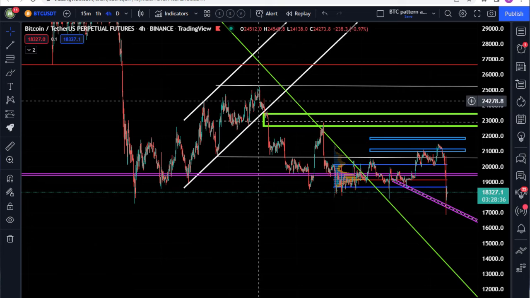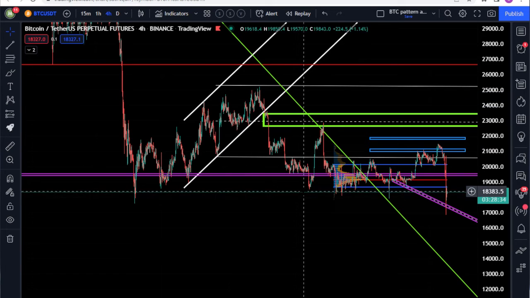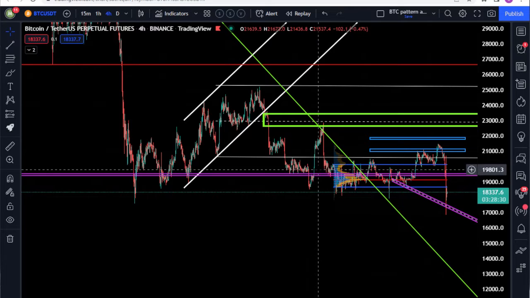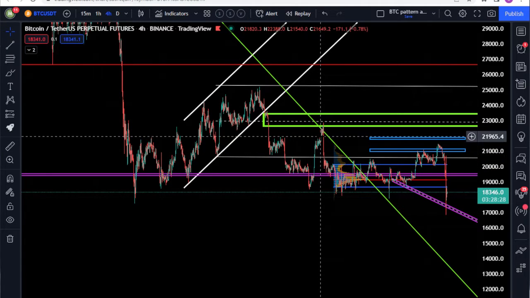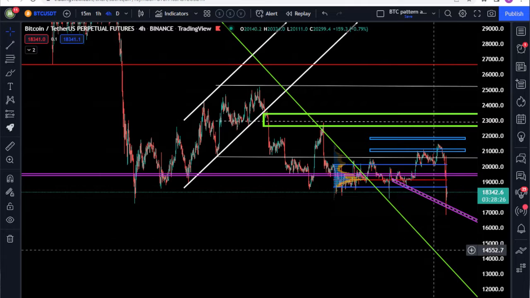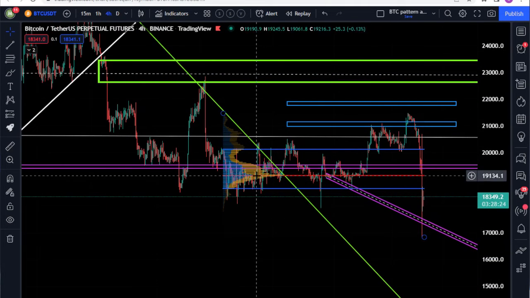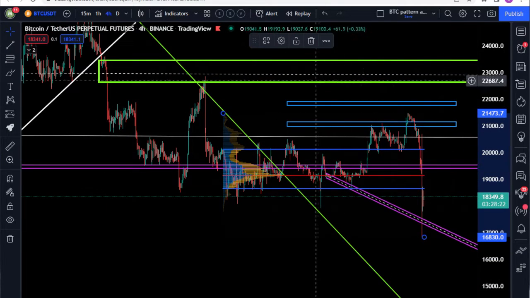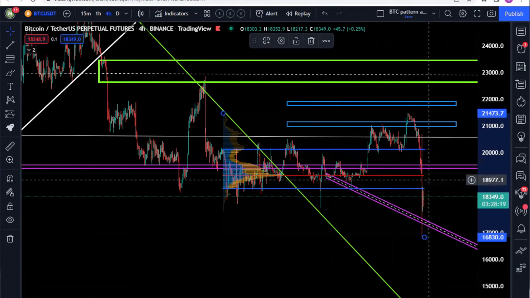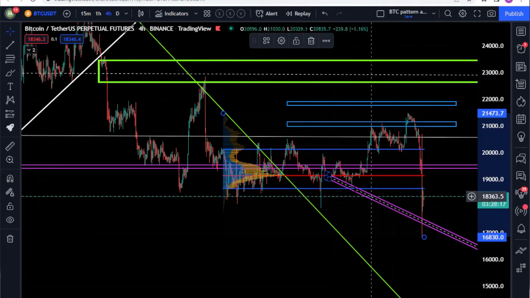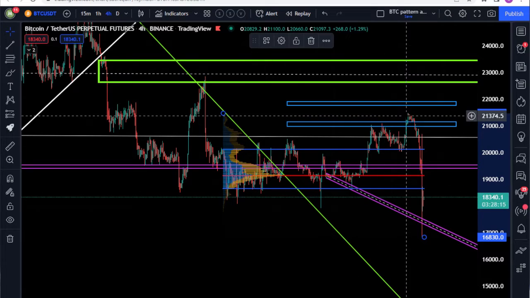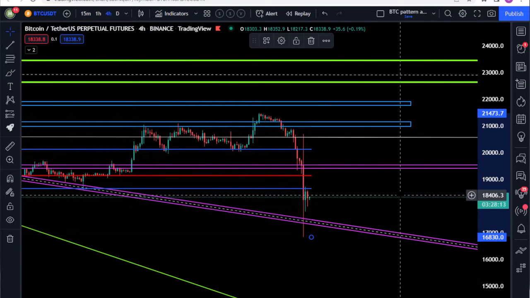Other people count it differently. They say this is an A and we're in a B. This was a B and we're going down for a C. Whatever count you want to consider, it's the same, because this last wave is a fifth wave and it's a 5 wave move down, and we had a 1, this whole thing was a 2, and we're coming down for a 3.